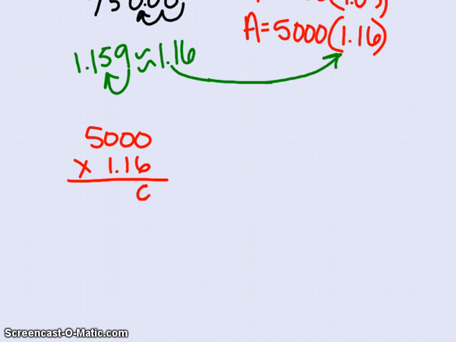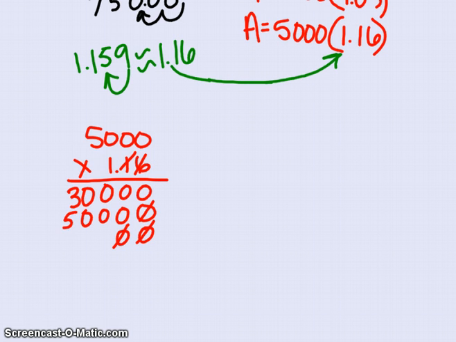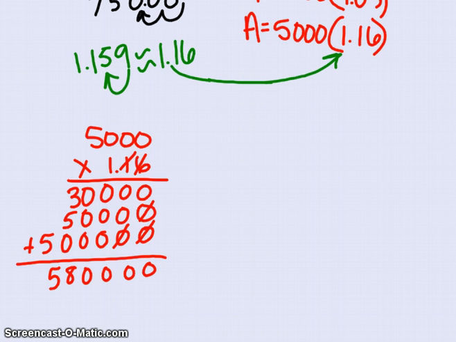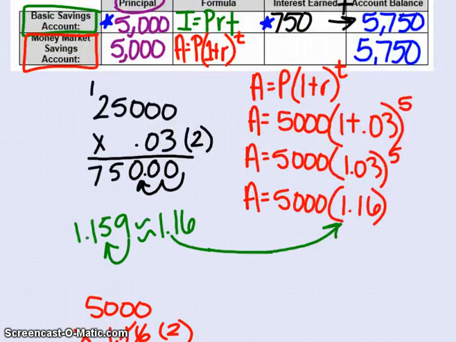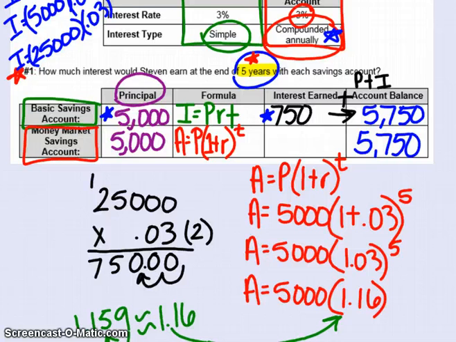6 times 0 is going to give me 0. 6 times 5 will give me 30. 1 times 0 is 0. 2 placeholders this time. 1 times 0 is 0. 1 times 5 is 5. And then I add these up. I know I need to move this over 2 times. So what I get is $5,800.